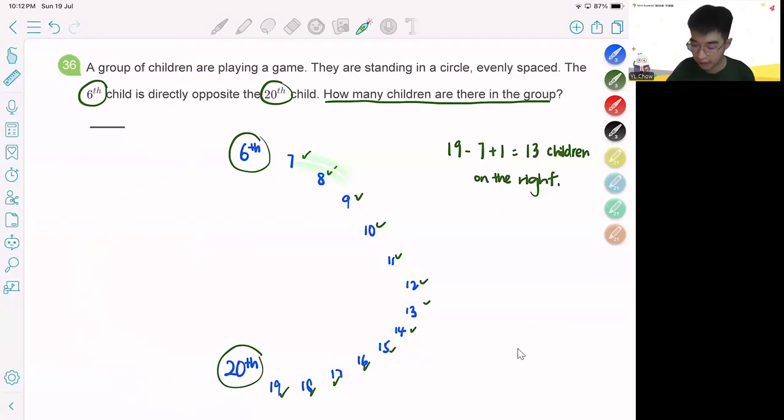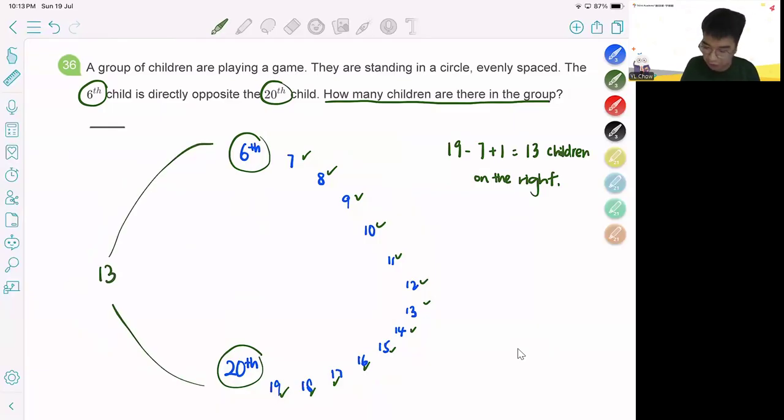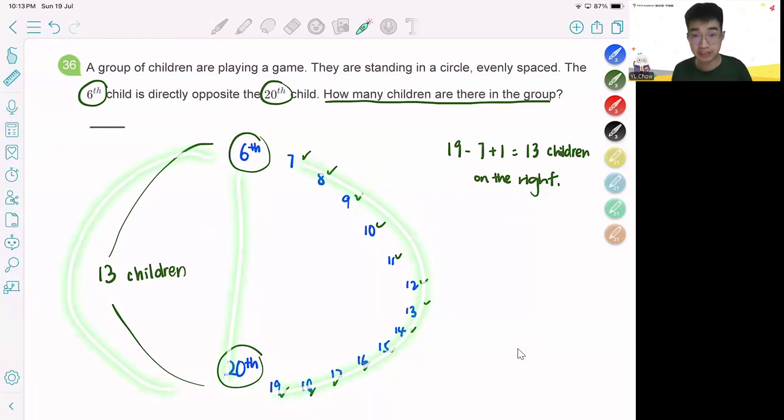Now, we have 13 children on the right. In order for them to be evenly spaced and these two kids to be right opposite each other, how many kids should be on the left? That's right, right? You don't need to list. You just need to know there are also 13 children on the left. Okay, just so that it's balanced and there are the same number of children on both sides, they can sit directly opposite each other.